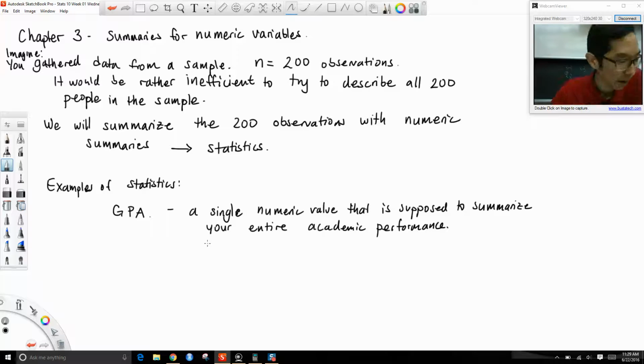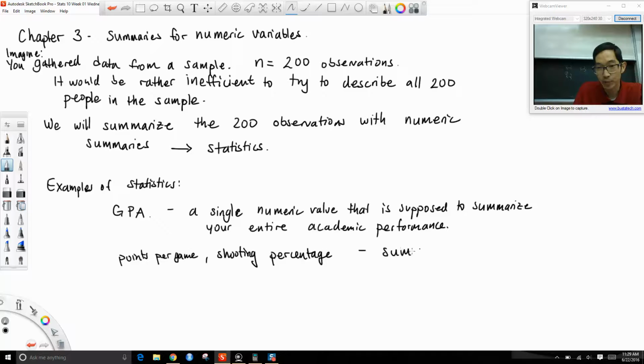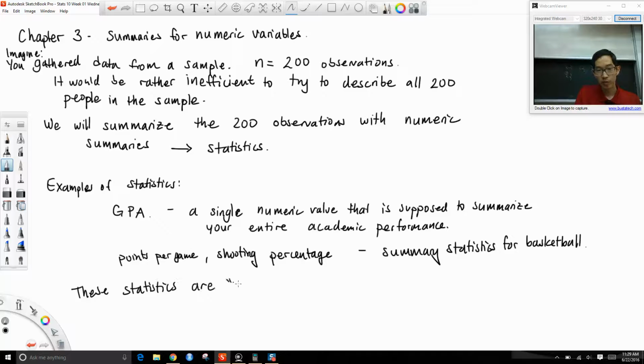Okay, so GPA, and then for sports we have things like points per game or shooting percentage. These are summary statistics. So summary stats for basketball. Okay, and so these are kind of tailor-made statistics for certain applications. These statistics are, quote-unquote, custom-made for specific contexts. All right.